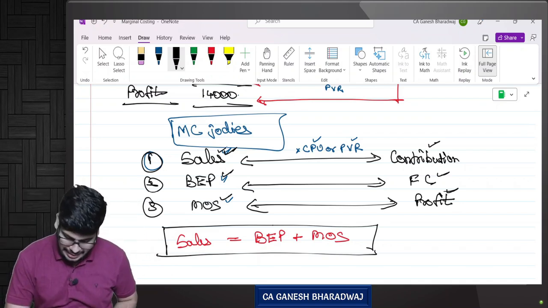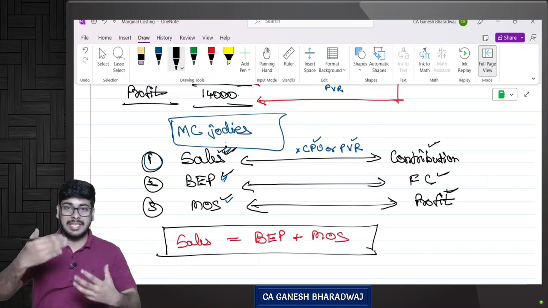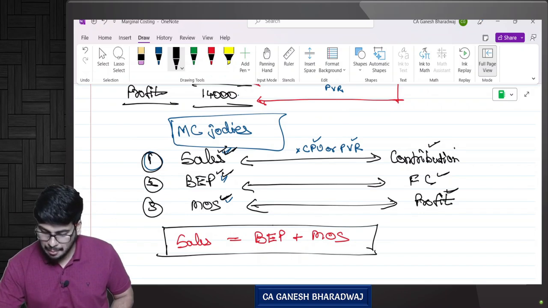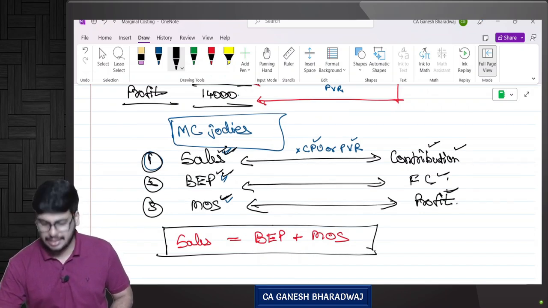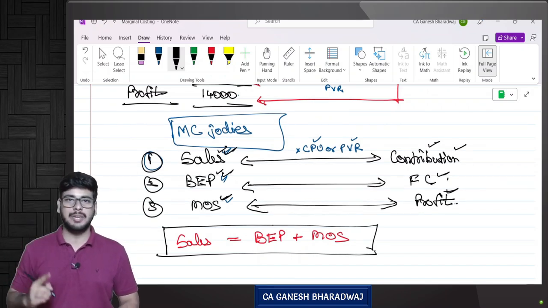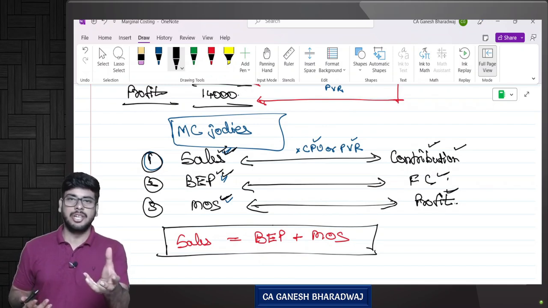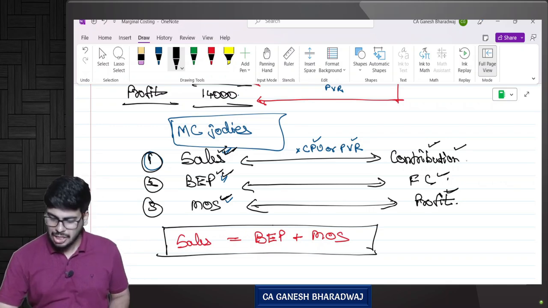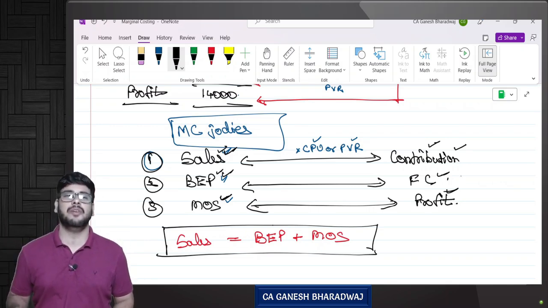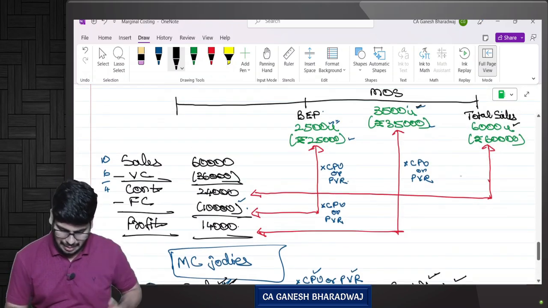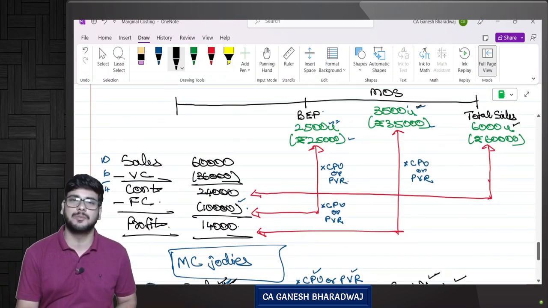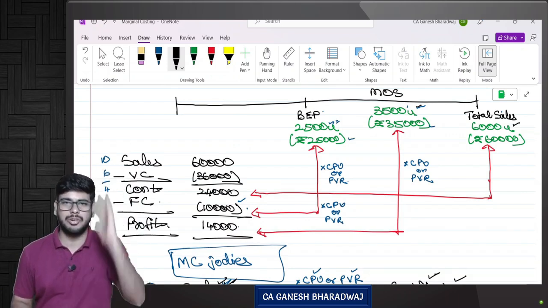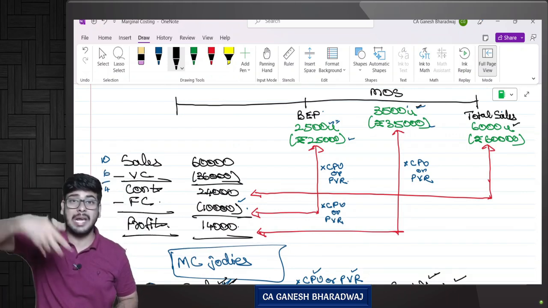So can I say my sales is made up of break-even point plus margin of safety, or in other words, my contribution is equal to fixed cost plus profit? Correct? So contribution is what? First it goes to recover your fixed cost. Whatever balance goes towards generating profit. Correct or not? So contribution is equal to fixed cost plus profit only. Or you can even use simple mathematics. Contribution minus fixed cost is profit. Correct? If you take this fixed cost to the other side, profit plus fixed cost is going to be your contribution.